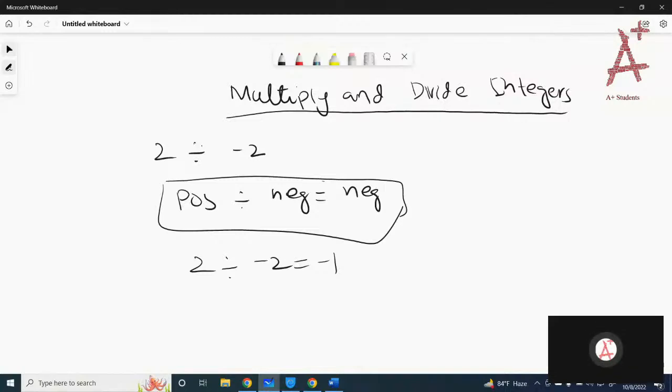Okay, the next one is negative 4 times negative 3. So again, you are multiplying two numbers with same signs, two numbers with negative signs. So when you are multiplying two numbers with same signs, your answer must be positive. Got it? So negative times negative is positive. So 4 times 3 is 12. So answer must be positive 12. Got it?